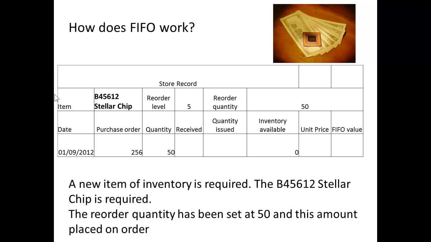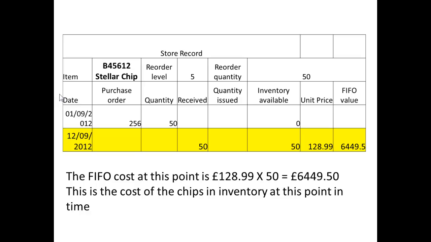So, how does FIFO work? Let's consider an order for Stella chips, a new item of inventory. The reorder quantity has been set at 50, and therefore to purchase we need to set out a purchase order for 50 of these chips. When the chips are received, they have a unit price, so if you multiply that unit price by 50, that is the value of your inventory at that point, 6449.50.